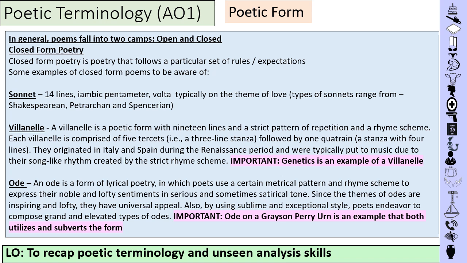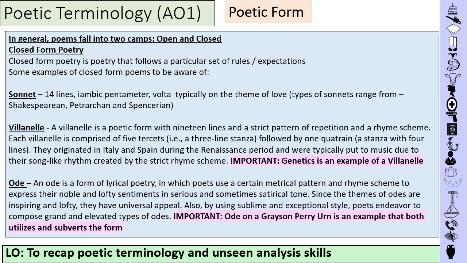So for example, a sonnet is 14 lines, usually iambic pentameter, so think about the rhythm of the lines. There is usually a volta, where there's a change in tone or a change in idea or some kind of change. And they're typically on the theme of love. Now, there are different types of sonnets, as I mentioned. So there's Shakespearean sonnets, Petrarchan sonnets, Spenserian sonnets. You would potentially need to know which one was which, but if you can just spot the sonnet, that should be enough.